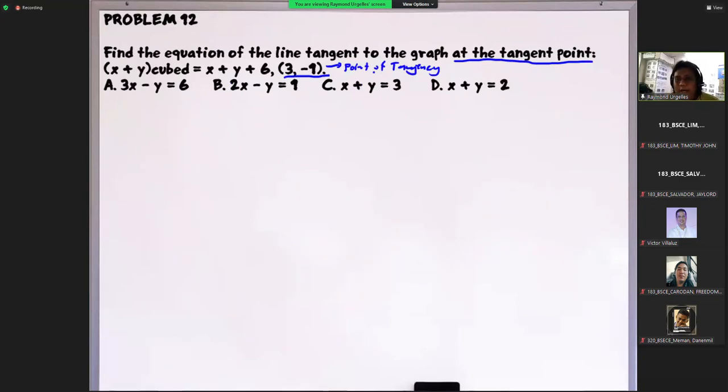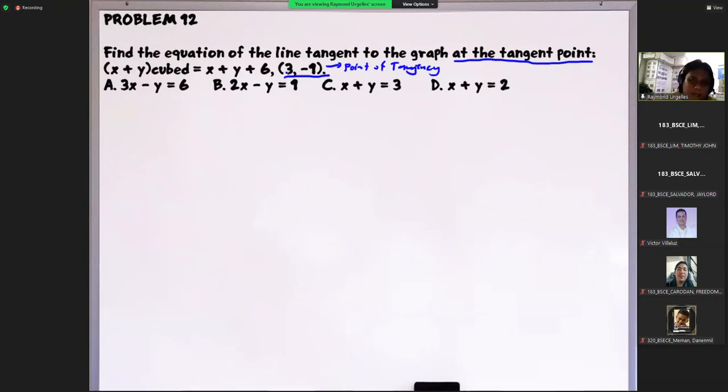So let's try to solve this one. Again, we just need the equation of the tangent line, right? And remember, to get the equation of a line, what do we need? Either we need 2 points, or we need a slope and one given point. Those are what we need to get the equation of the line.